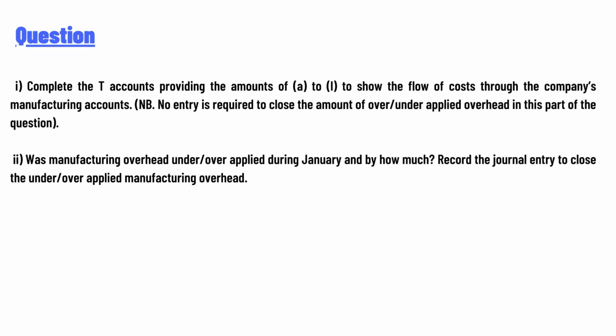First, complete the T accounts, providing the amounts A to I to show the flow of costs through the company's manufacturing accounts. B, no entry is required to close the amount of over or under applied overhead in this part of the question. Second, was manufacturing overhead under or over applied during June, and how much? Record the general journal entry to close the under or over applied manufacturing overhead.